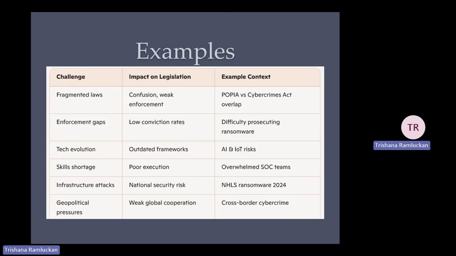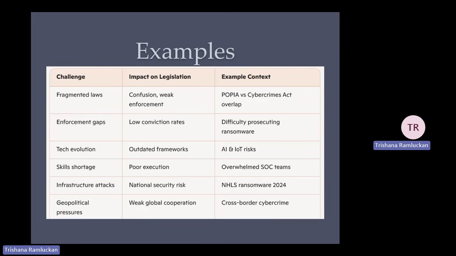Some examples are fragmented laws, which is a challenge. The impact on legislation is there's a lot of confusion because you have to go to fragmented bits of legislation to get to one point. So there's not one piece of legislation that you can actually use. Weak enforcement. So there is a lot of weak enforcement because while you may win a case, say because of breach of POPIA, for instance, you can get a decision made, but sometimes it takes a while before it's enforced. So an example is POPIA versus the Cybercrimes Act, which of course overlap.